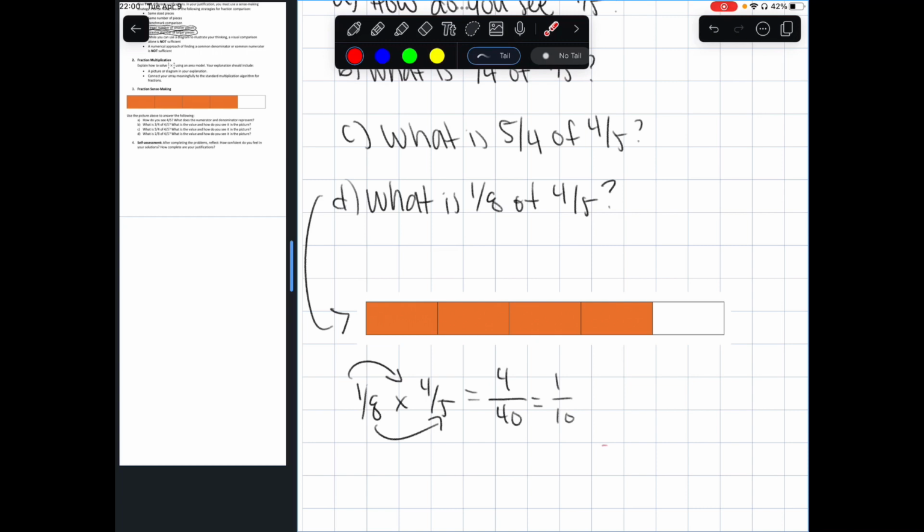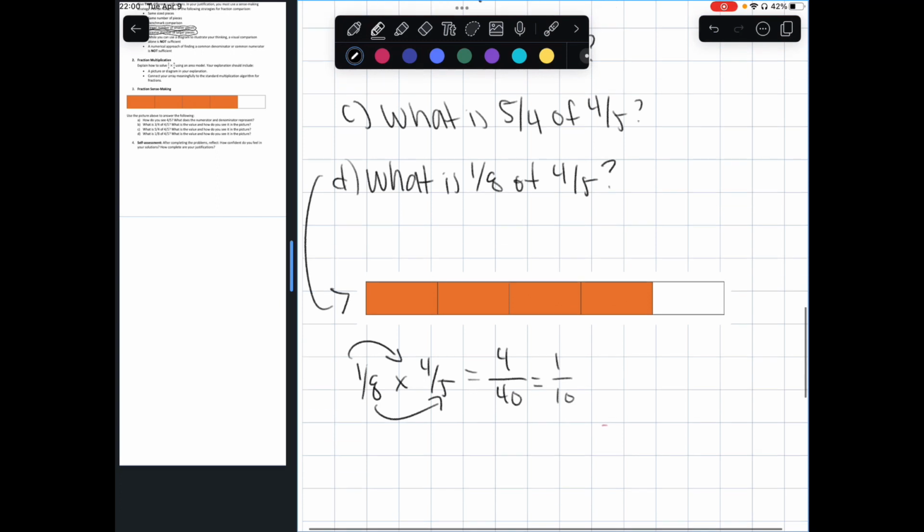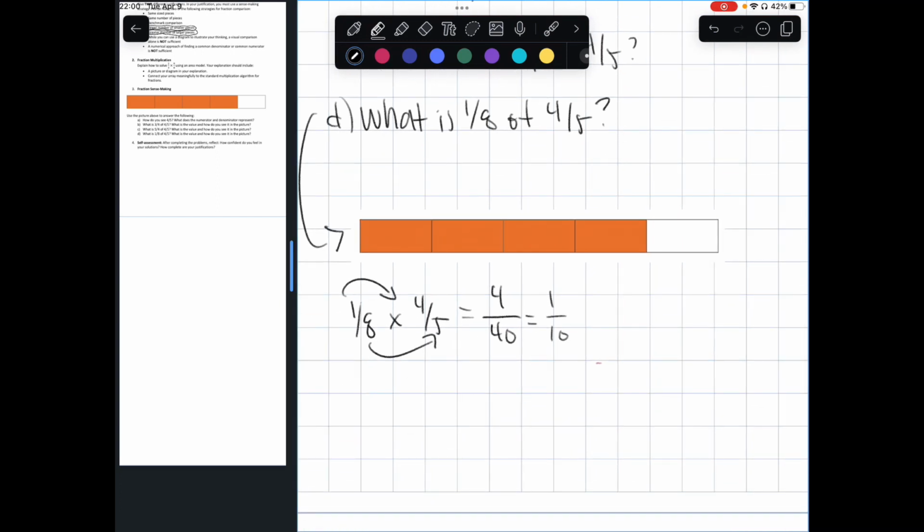But I think the only way that we can truly see 1/8 of 4/5 is really making another bar. And so let's make another bar. That's not the same length. There we go. And we're going to break it up into 8s.